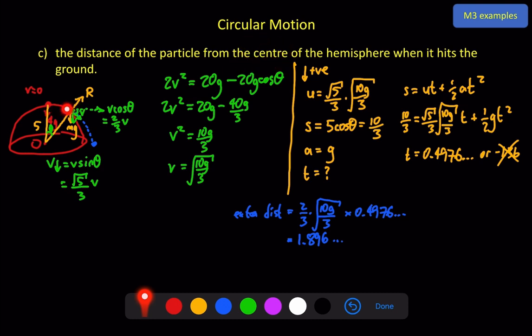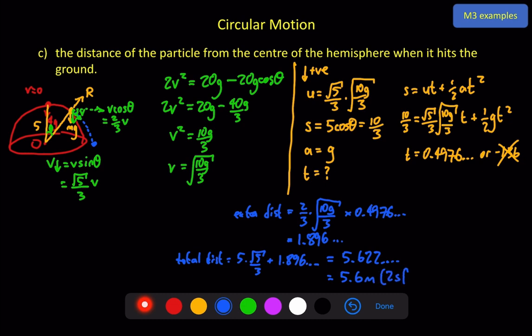So again, we've got this distance here, 5 sine of theta. So the total distance is 5 times the sine of theta, which we know is √5/3, plus this 1.896 extra distance, which gives me 5.622... And because I've used g as 9.8, I should round that to 2 significant figures. And that is the distance of the particle from the center of the hemisphere when it hits the ground.